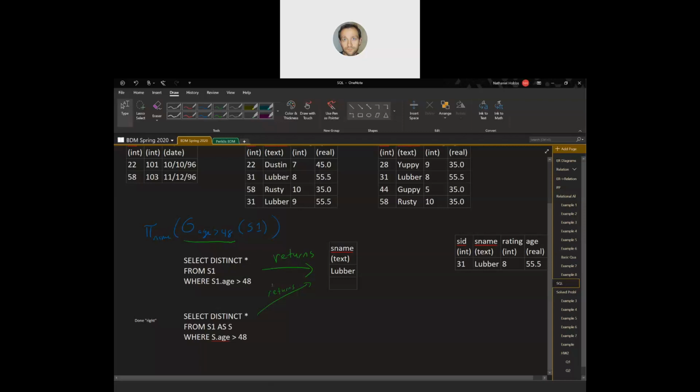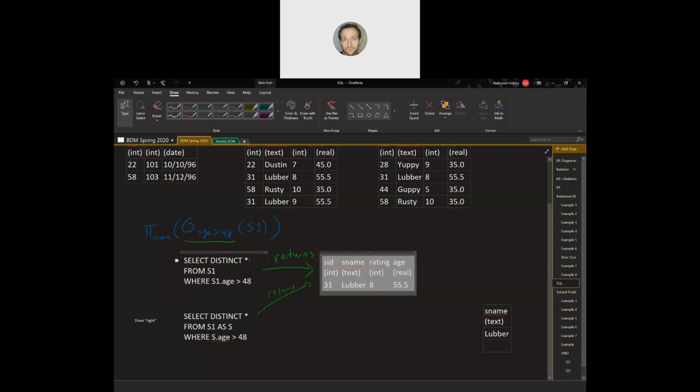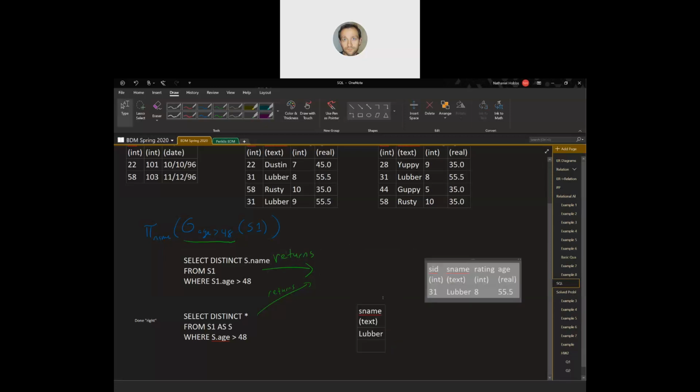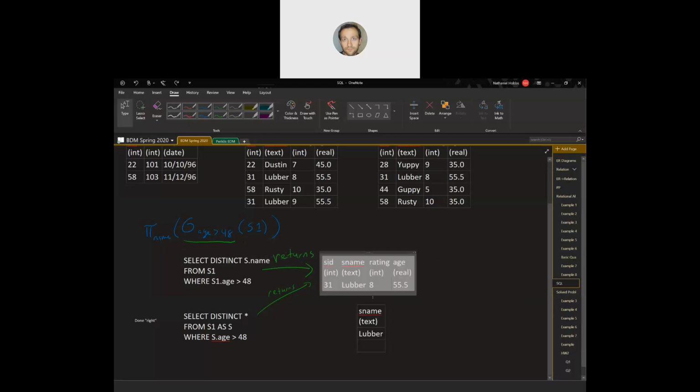Something only gives you the S name of looper, not the other data of looper. Oh, no, you're right. This returns this. If I wrote s1 or here s dot name, then that would return here. Let's do this. So the project actually happens in this select here. So this is the projection. Thank you. I'll keep it like this.